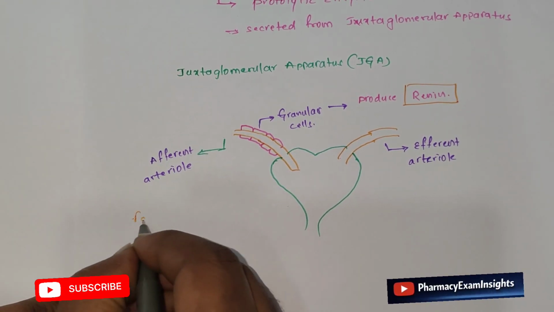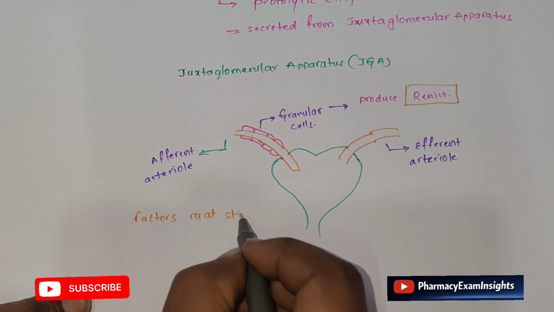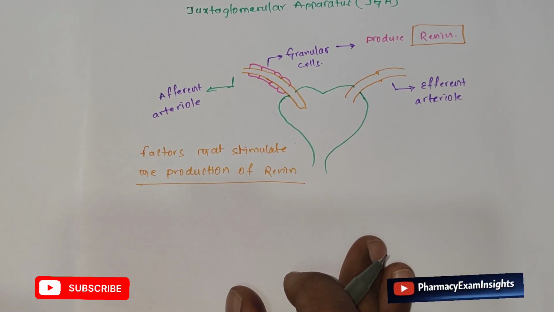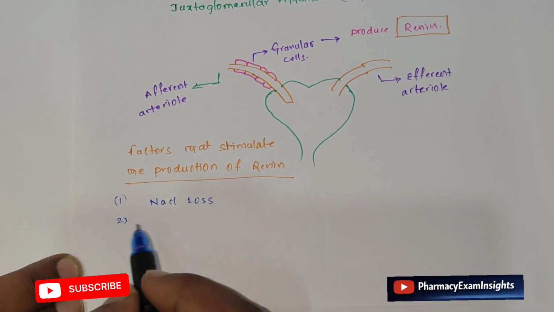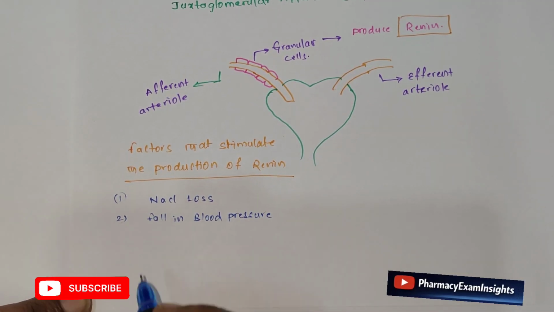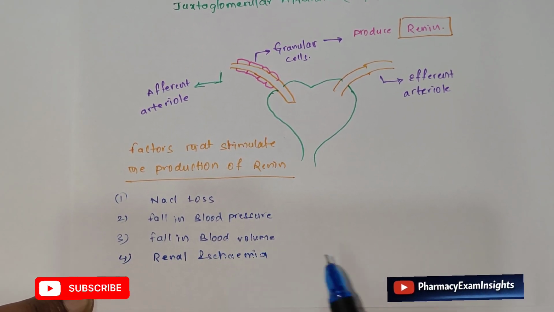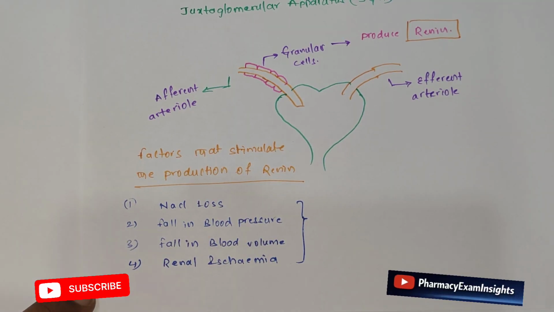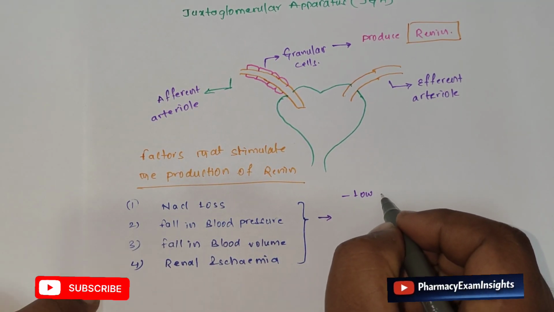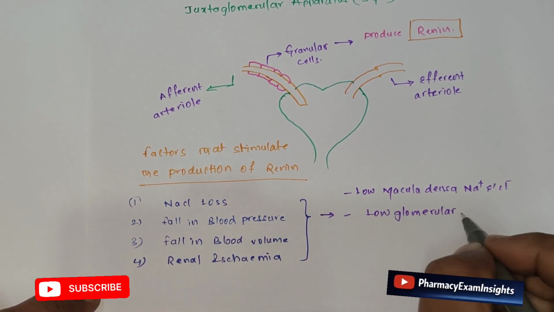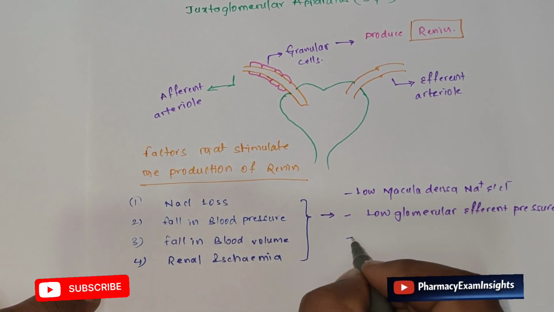Let's see the factors that stimulate the production of renin: sodium chloride loss, fall in blood pressure, fall in blood volume, and renal ischemia. All these factors will trigger low macula densa sodium and chloride ions, low glomerular afferent pressure, and enhanced sympathetic activity.